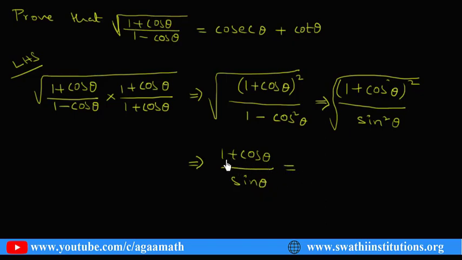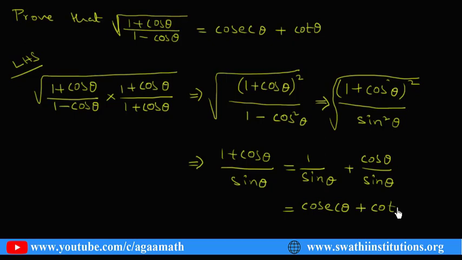This can be written as 1 by sin theta plus cos theta by sin theta. So 1 by sin theta is nothing but cosecant theta, as the inverse ratio of sin theta, plus cos theta by sin theta is cot theta. So this is what was to be proved. That is the RHS. So LHS is simplified and we got RHS. This is one. Let me take one more question here.